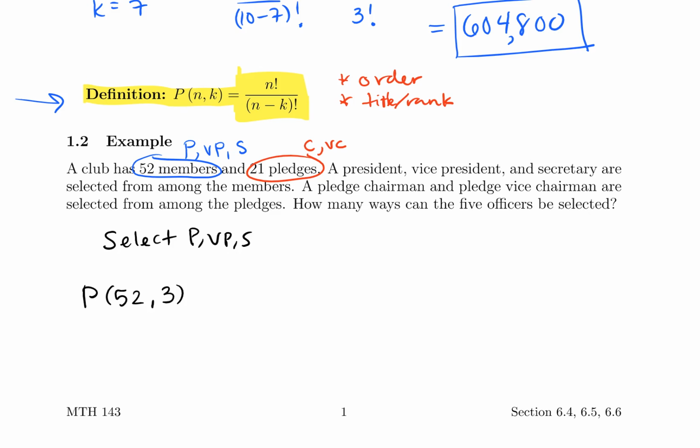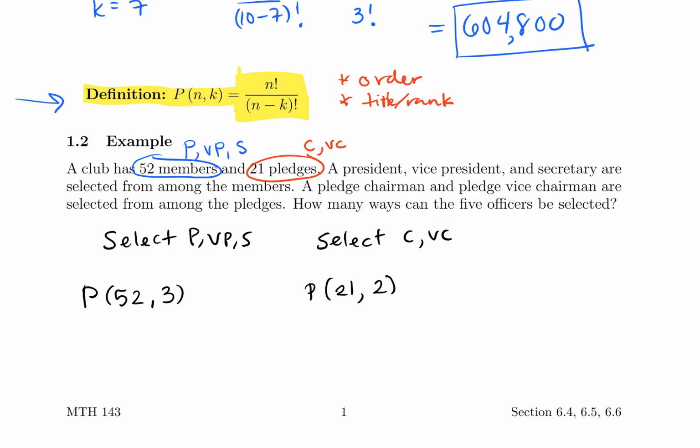How many ways can we select the chairman and the vice chairman? So selecting the chairman and the vice chairman, we have a permutation. There are 21 people total, 21 pledges, and we are selecting 2 of them. There are 2 positions to be awarded. So we want the permutation of 21 into 2.